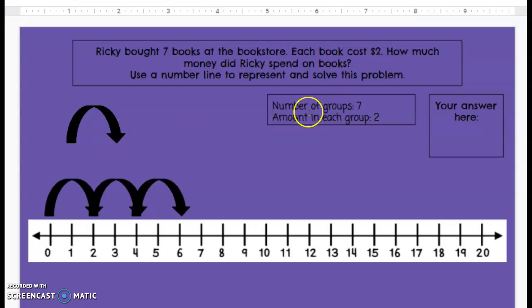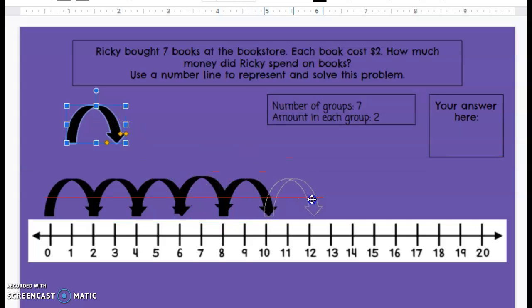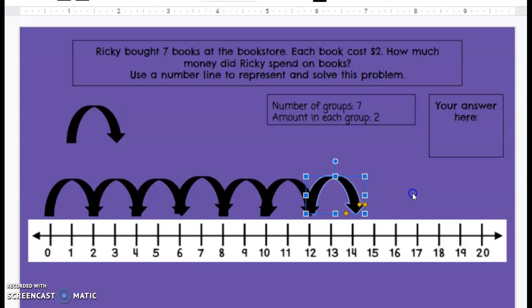I need how many groups again? I need 7 groups. 4 groups, 5 groups, 6 groups, 7 groups. So how much money?